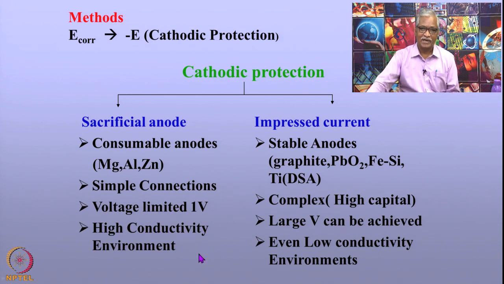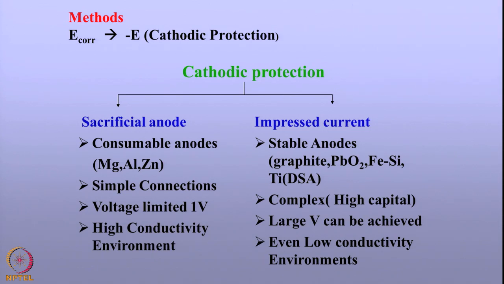Because the sacrificial anodes have definite potentials, they cannot operate in an environment of low conductivity or high resistivity. They can apply only in high conductivity environments. As opposed to that, the impressed current systems are driven by a rectifier, so you can use them even in highly resistive environments, that should be no problem. So, these are some of the major differences, but there are a few more differences that you will discover as you start working on cathodic protection of structures.